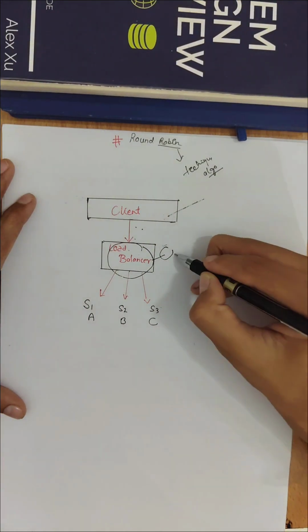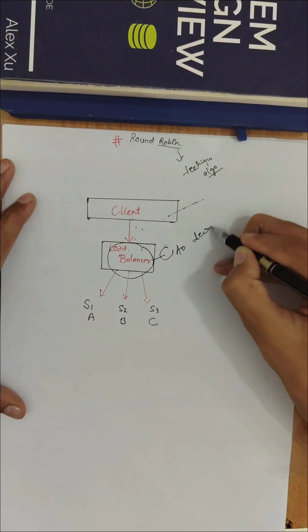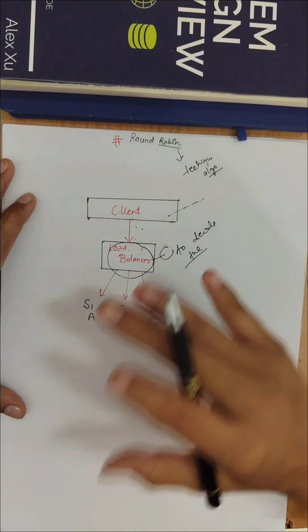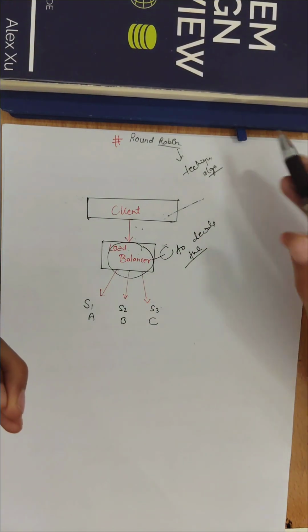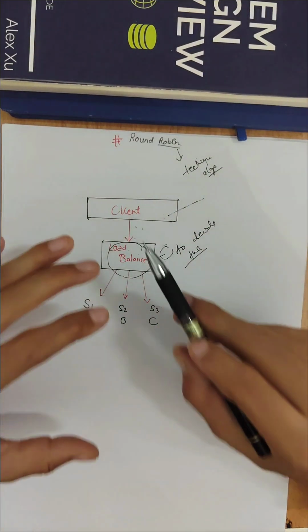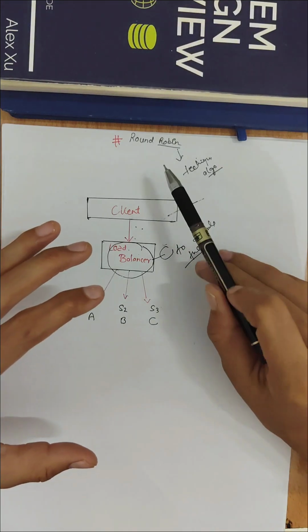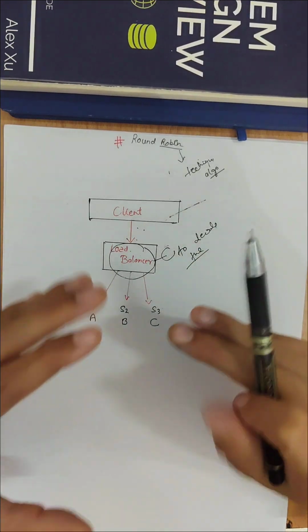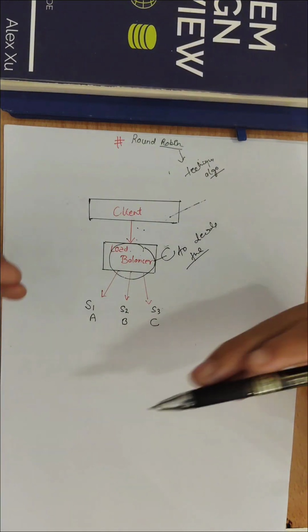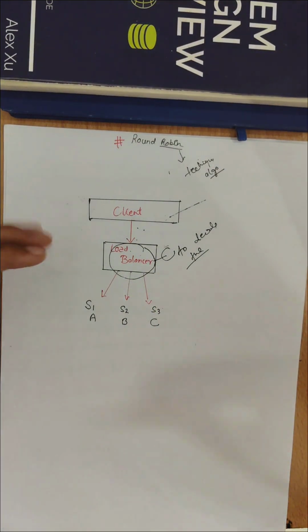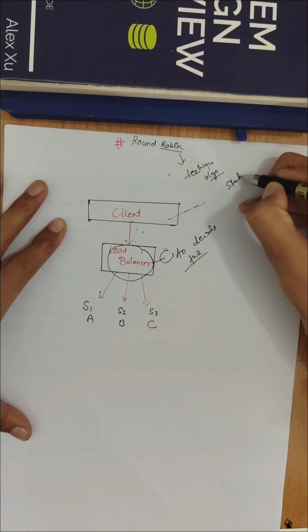To decide how we are going to distribute the incoming requests to the servers, we have various techniques. This is round robin. Round robin is basically a load balancing technique which decides how to distribute the requests among the servers, and it is a static technique.